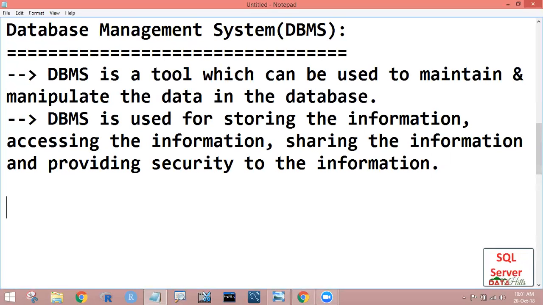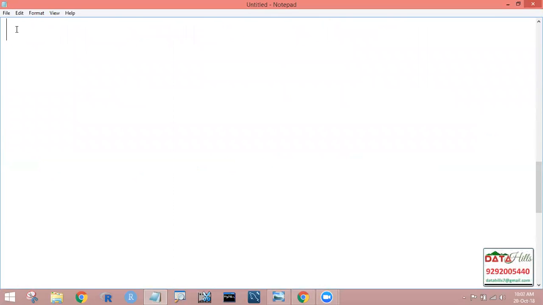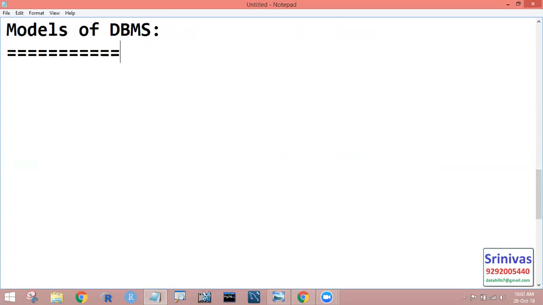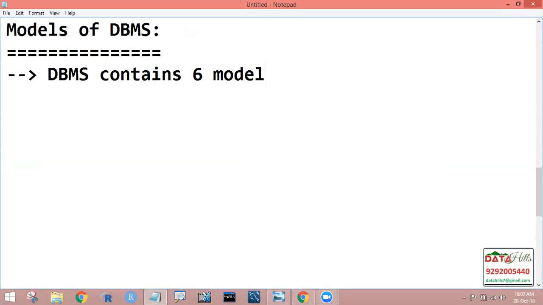Now let us discuss the history of the database management system, right? What is the first model of the database management system, how it started, and what are the different models that we have in this database management system? Now let us discuss the models of DBMS. In DBMS, it contains 6 models. In that, the first one is the basic model, right?